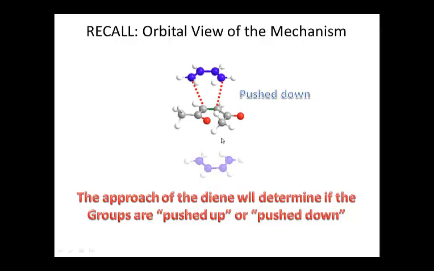If it attacks here from the bottom face, then what you'll notice is that the groups on the dienophile should get pushed up, which would mean they would be on a wedge. And so that's just a way to think about this. I know it seems like a lot, and I don't expect you to grasp it right away, but with practice you can really grasp this and you can really understand it.